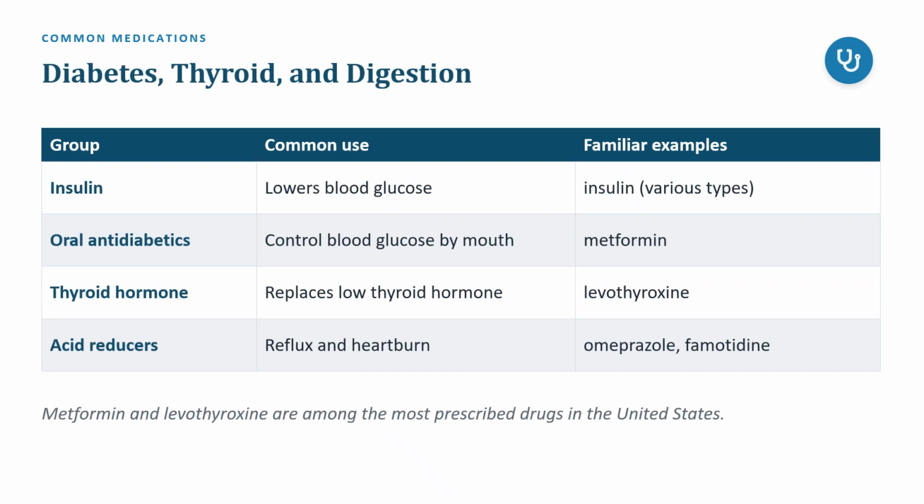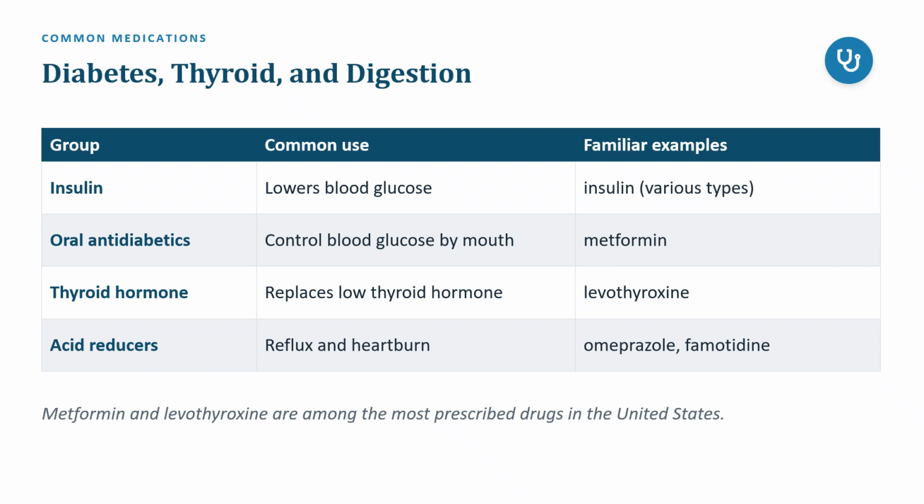Next are three groups you will see consistently: medications for diabetes, thyroid conditions, and digestion. Starting with diabetes, insulin lowers blood glucose and comes in several types that differ in how fast they act and how long they last, which is why timing insulin with meals matters so much for safety. Among oral diabetes medications, metformin is by far the most common first choice, taken by mouth to help control blood glucose. For the thyroid, levothyroxine replaces thyroid hormone in patients whose thyroid does not make enough, and it is typically taken once daily on an empty stomach.